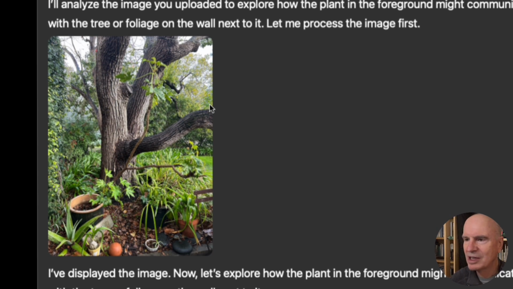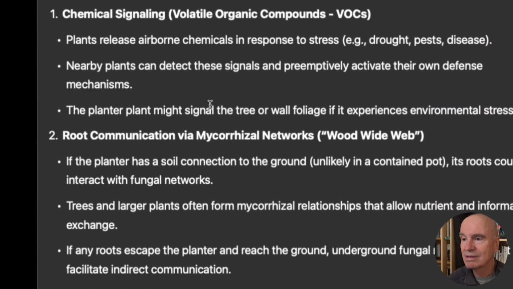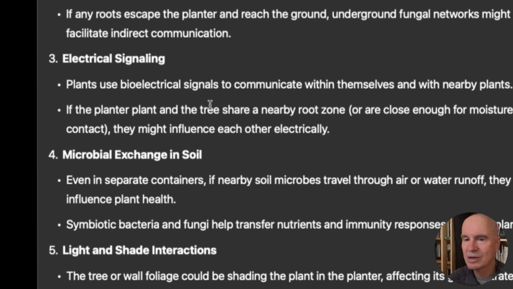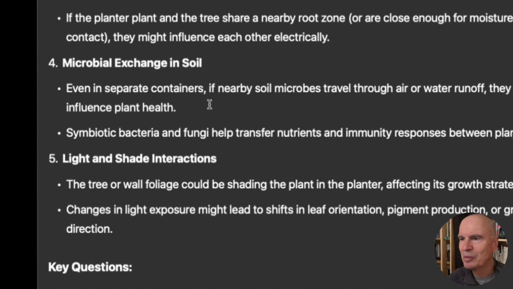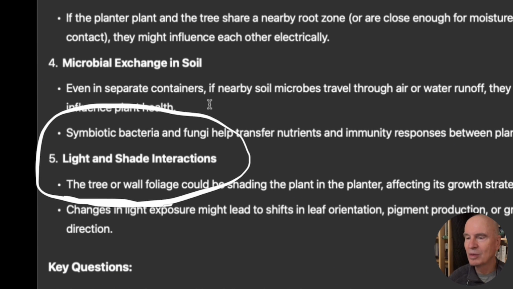I've got a number of possibilities here of chemical signaling, root communications, electrical signaling, microbial exchange, and light and shade interactions. And I believe that light and shade interaction is at play. In other words, that plant needs sunlight and it wasn't getting enough, and so it moved in a way to get there. It was strategizing where to go based on its need to get sunlight.